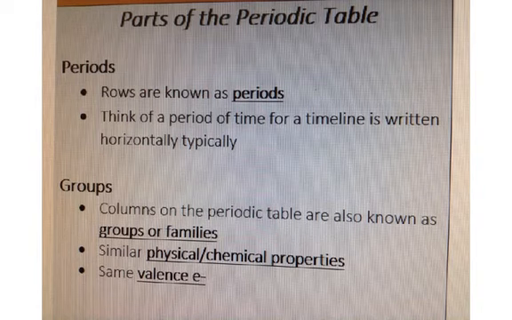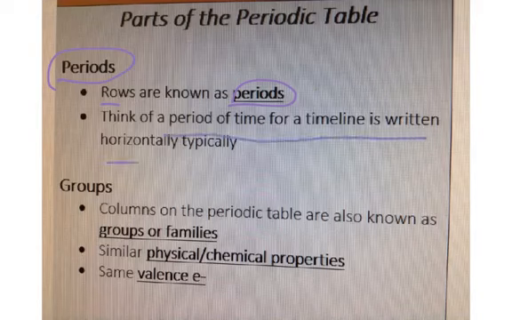All right, so there are different parts of the periodic table that you're going to need to become familiar with, different terminology. The first one is periods. Instead of calling them rows of the periodic table, we call them periods. How I always remember that it's a period is that a period of time is written horizontally. So how do we write a period? It's the one that goes in a row. It's the one that's horizontal.